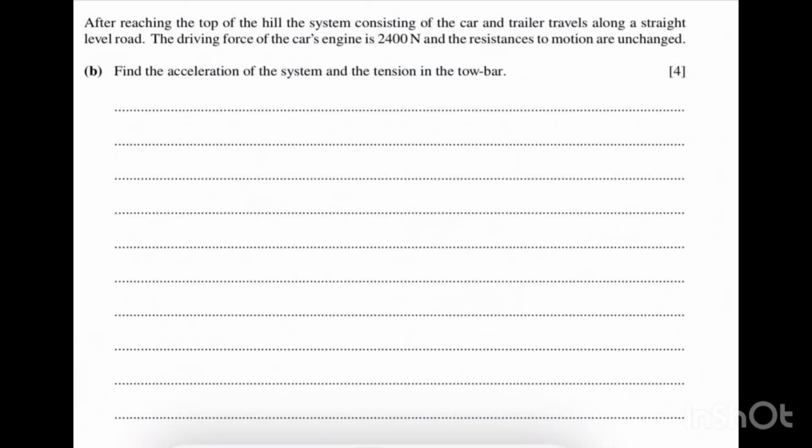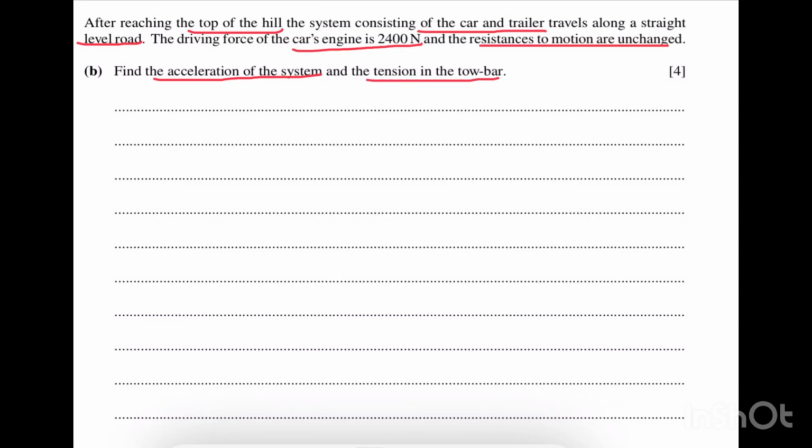For part B, they are saying that after reaching the top of the hill, the system consisting of the car and the trailer travels along a straight level road. The driving force of the car's engine is 2400 newtons and the resistances to motion are unchanged. So we need to find the acceleration of the system and the tension in the tow bar.